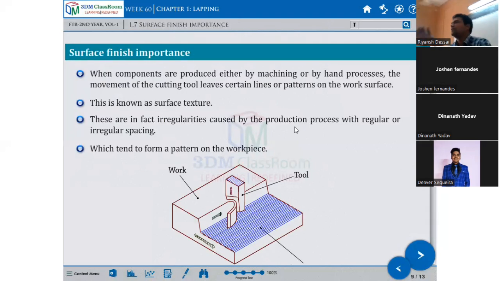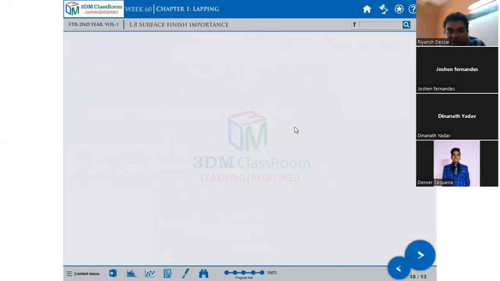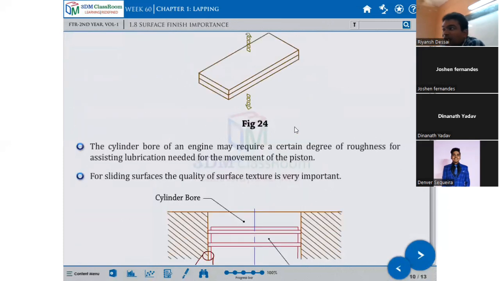Up to here this is clear. External, internal lapping is done. The surface texture has already been covered. Okay, surface finish is done.